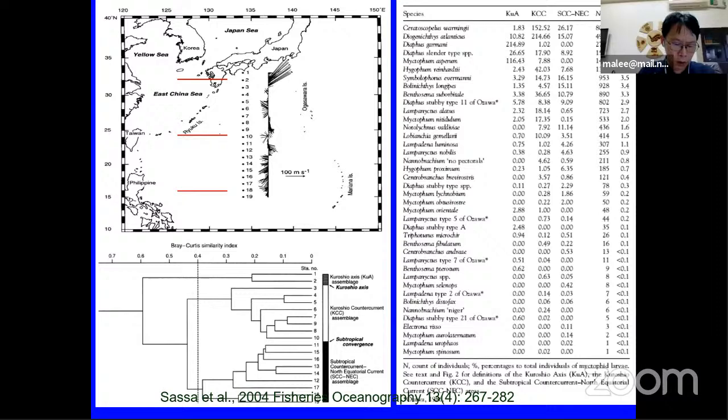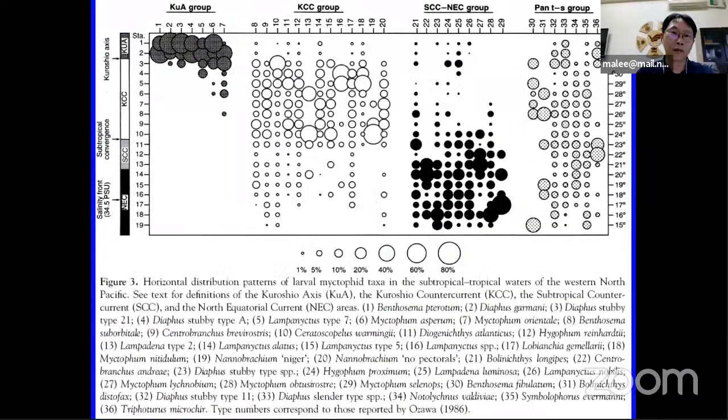Maybe we can find the 3 major fish species communities in the lower figure or the right figure, the right table, and maybe we can easily identify them from this figure. So based on the last slide shown here, maybe we can identify 4 kinds of species communities.